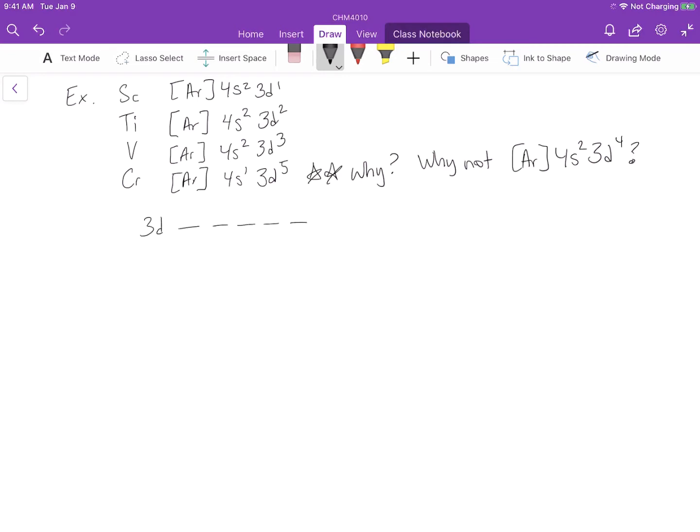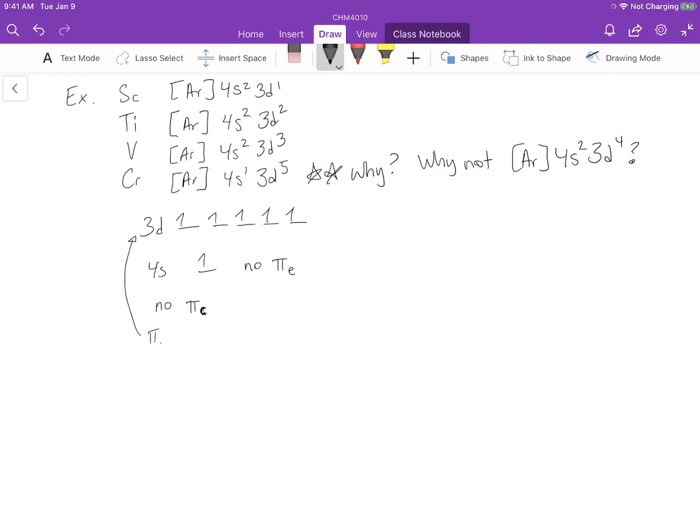our 3d orbitals, remember they have 5 orbitals, so 1, 2, 3, 4, 5 electrons in this case. Our 4s has 1 electron. So in this case, let's count up. There is no repulsion, but we do have exchange. The 4s has no exchange either, so the 3d does have exchange.